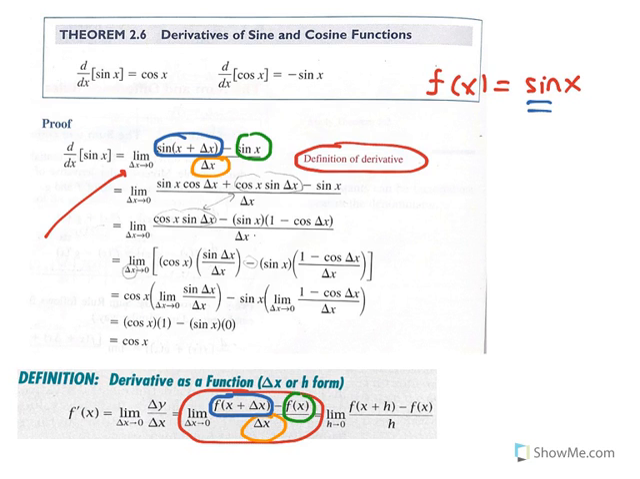Why do we start that way? Because that is what we mean by derivative. This is what a derivative is, by definition.